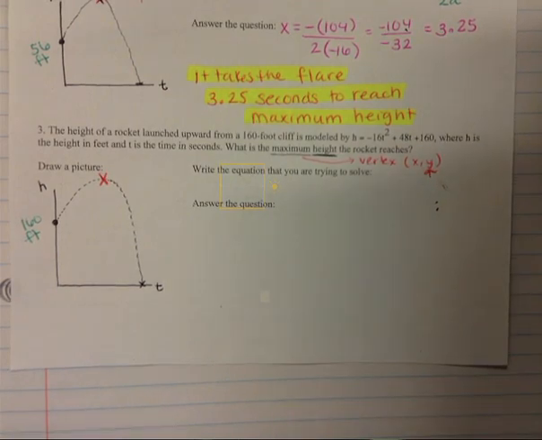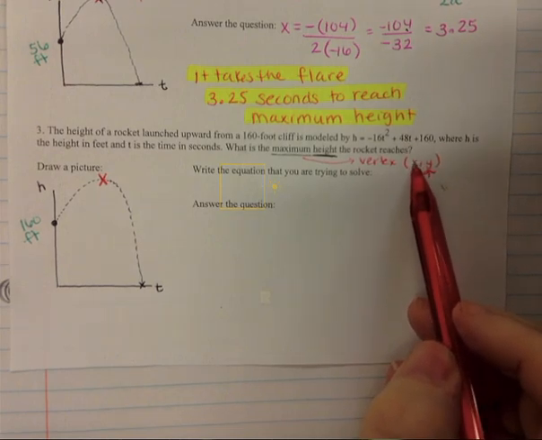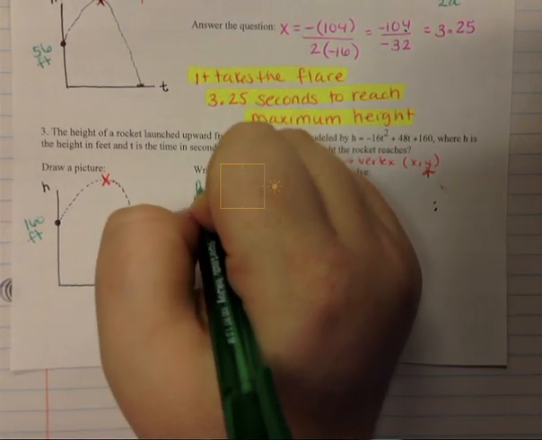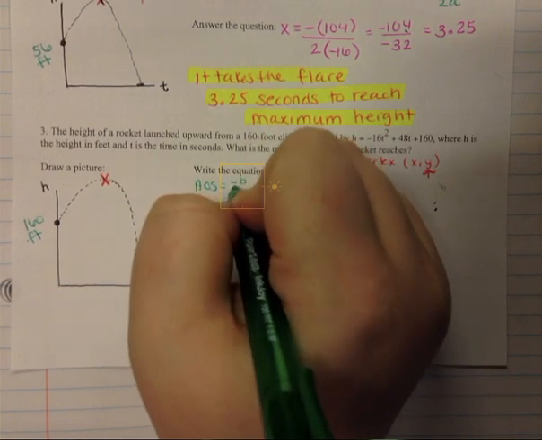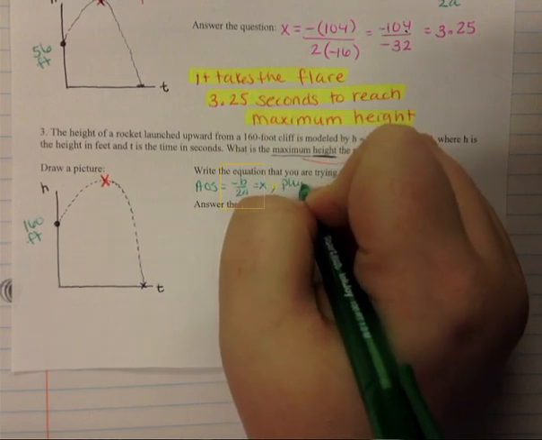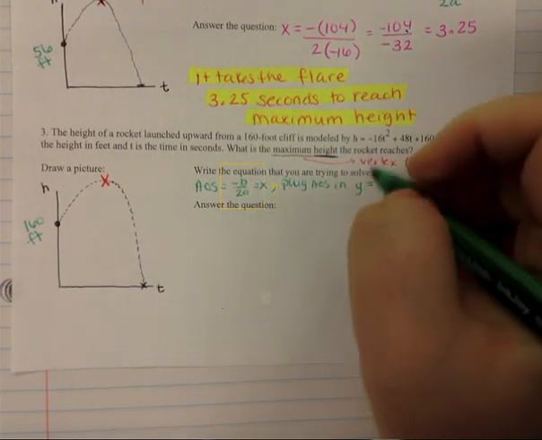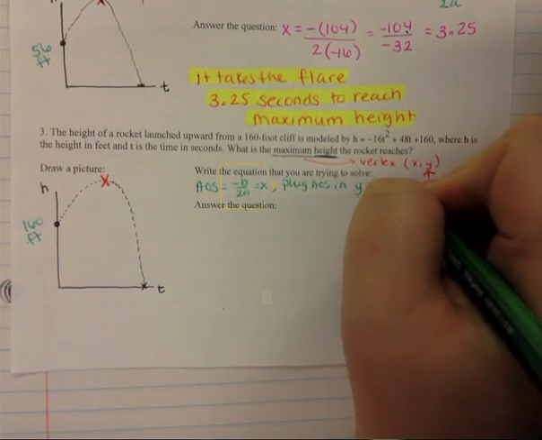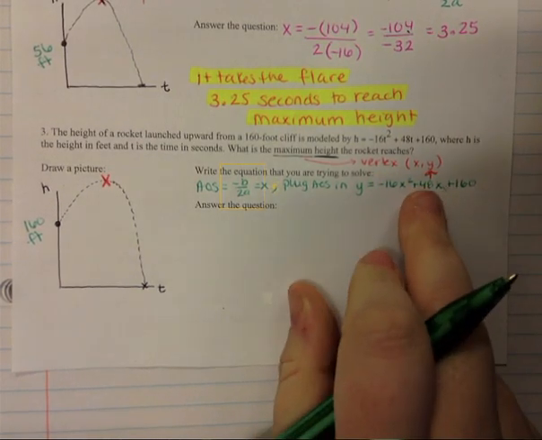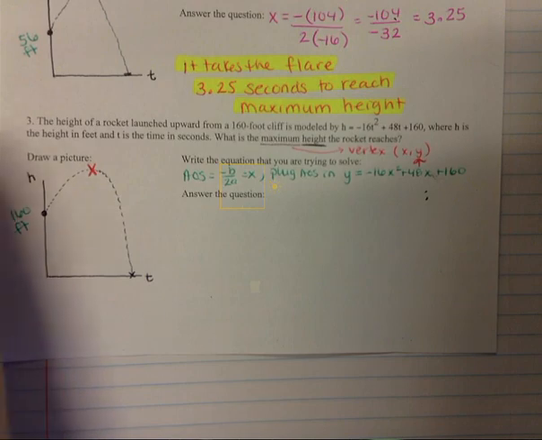So write the equation you are trying to solve. What does that mean? In order for us to find the vertex, we have to find the axis of symmetry and then plug it in. So we find our AOS. AOS is equal to negative b over 2a is equal to our x. And then we're going to plug the AOS into our equation, y equals negative 16x squared plus 48x plus 160. Because we're going to be using x's for our AOS, and then we're going to plug it in to find our y value. So let's answer that question.